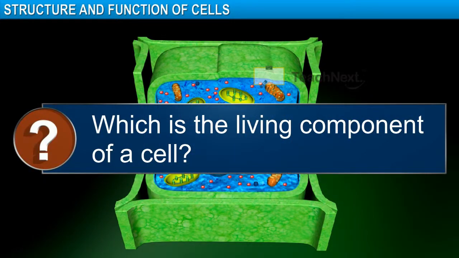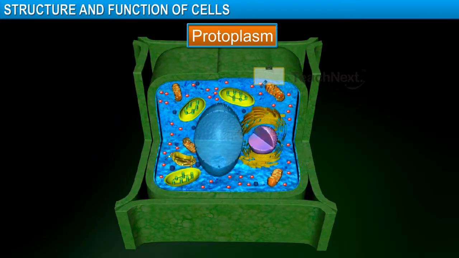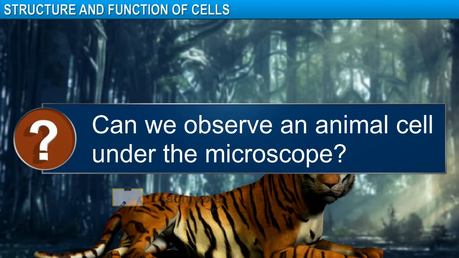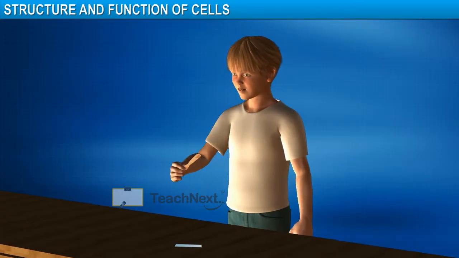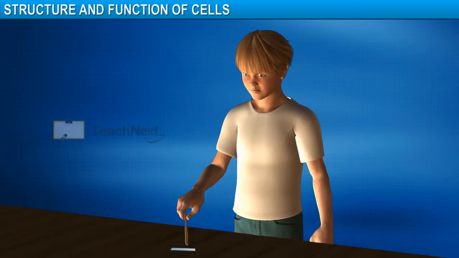Which is the living component of a cell? Protoplasm refers to the entire living content of a cell, which includes the cytoplasm and the nucleus. Can we observe an animal cell under the microscope? To do so, collect a human cell by gently scraping the inside of the cheek using a toothpick. Here is the toothpick with the human cells.